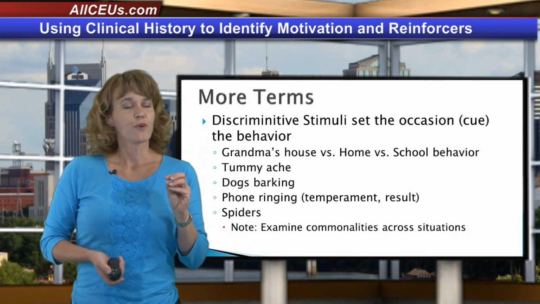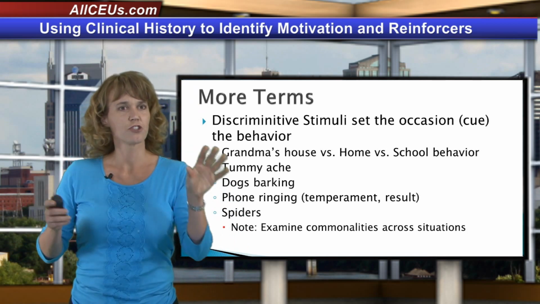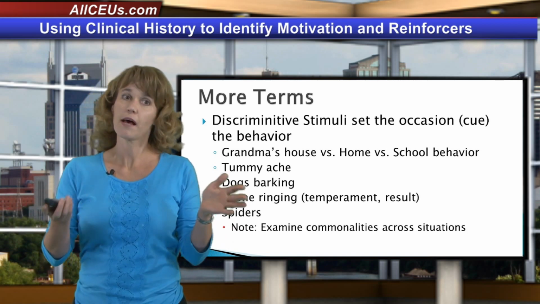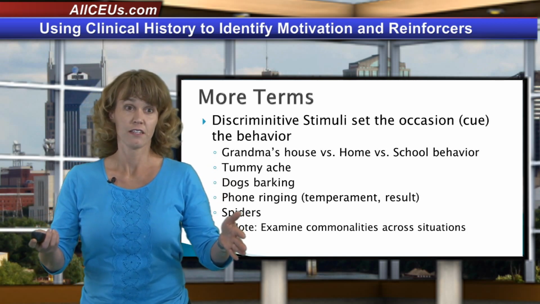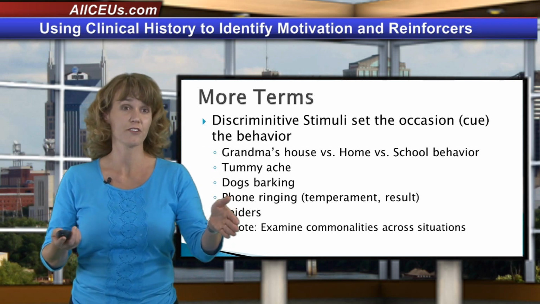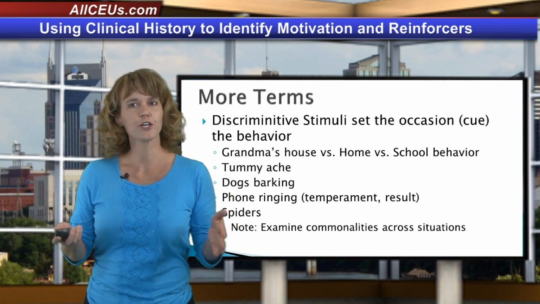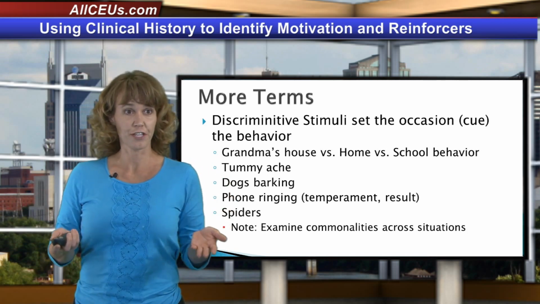Another example is when your children go to different places. The discriminative stimuli set the occasion for their behavior. And sometimes it's a place, sometimes it's a person. They may act the same way at grandma's house as they do when grandma comes to visit you. But you have to look for what's setting the occasion for their behavior.